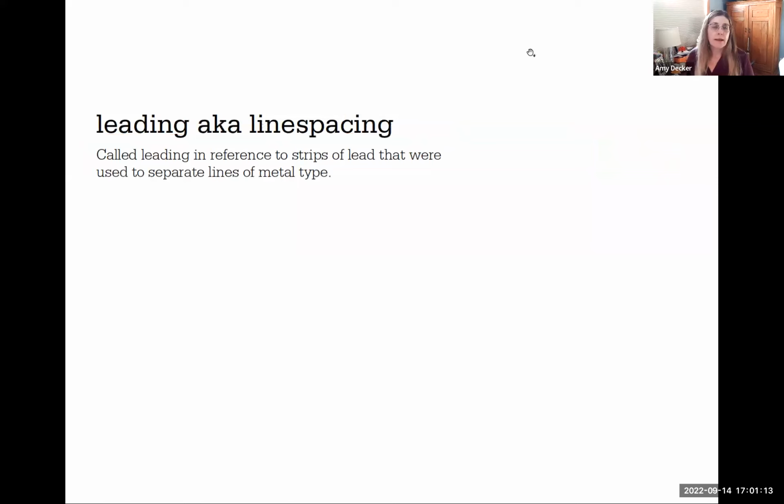All right. We call it leading in reference to strips of lead that we were using to separate lines of metal type back when we were using movable type. So we also refer to it as line spacing now that we're in the digital age, but you might still use those 2 terms interchangeably. Both line spacing and leading are both used.